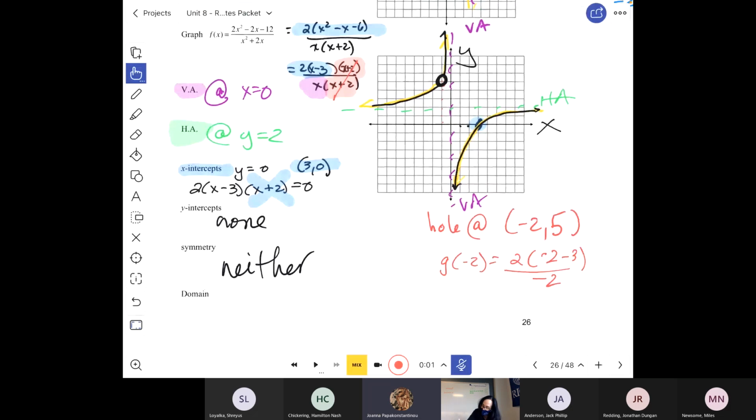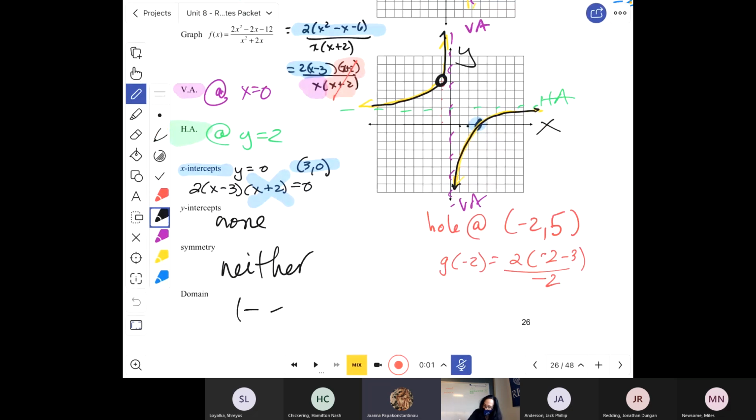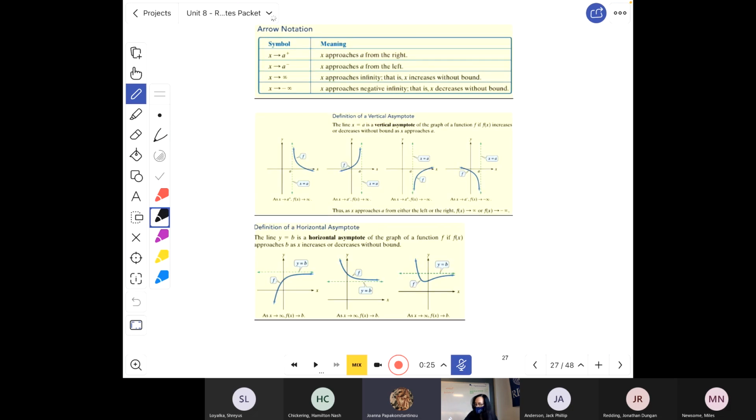Domain. Negative 2, because there's a hole. And then a union, negative 2 to 0, then another union, 0 to infinity. How fun is this? You can have multiple vertical asymptotes and horizontal. Only one horizontal. You're only going to have one horizontal, but you can have multiple vertical.